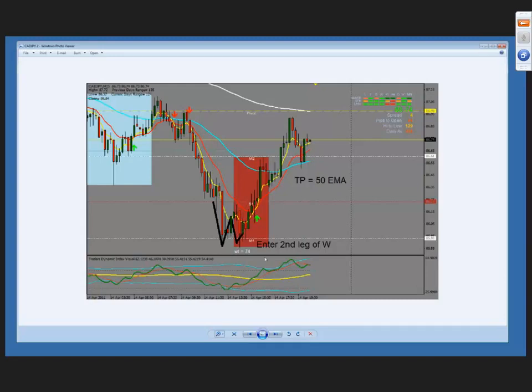So right here I'm entering off the second leg, and again, what do we see down here? Is that a W pattern right there? Yes, it is. So where's our take profit?